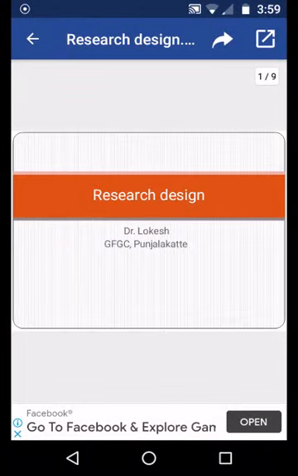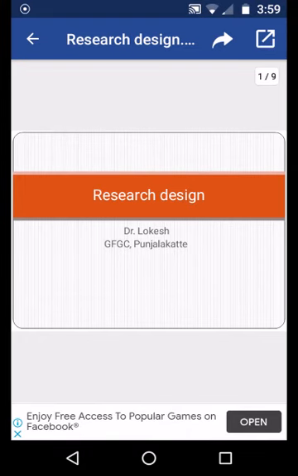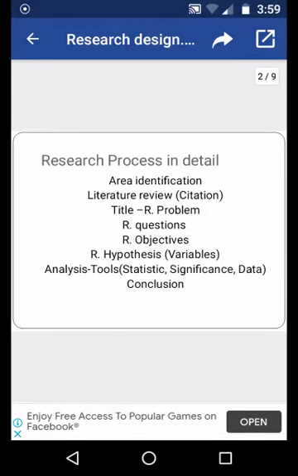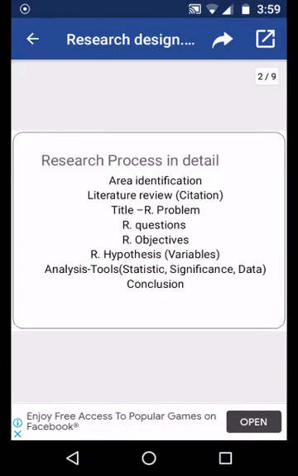Hello friends, let us today look at research design and the brief process. Now let us start in detail, okay, of the research process. As I told you in the last chapter, the research introduction chapter, we have to first have a problem, and then we try to have objectives, hypothesis, and all that.